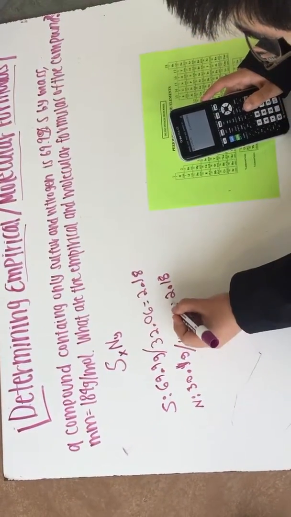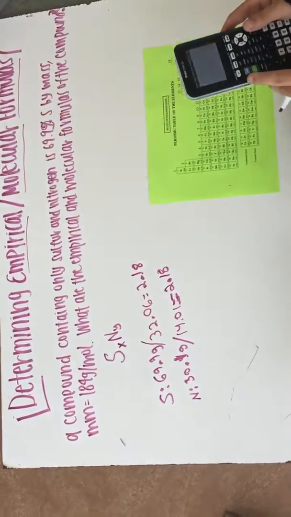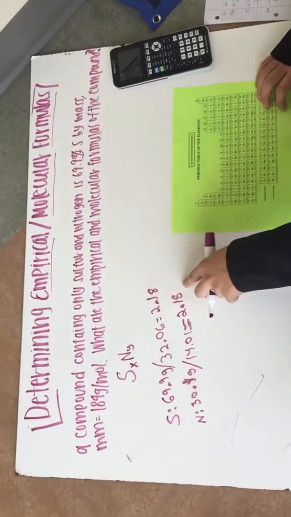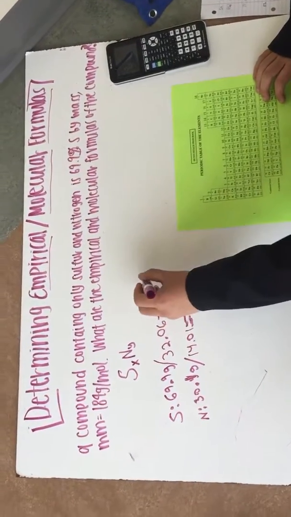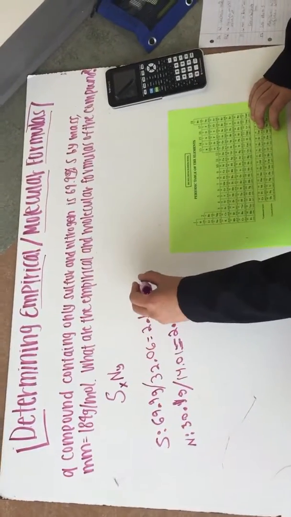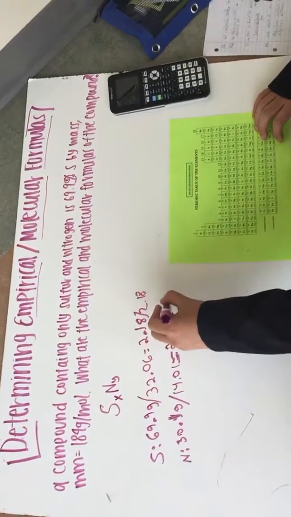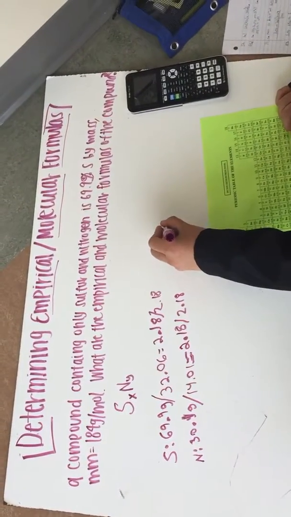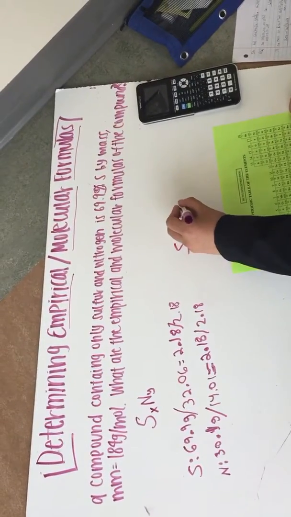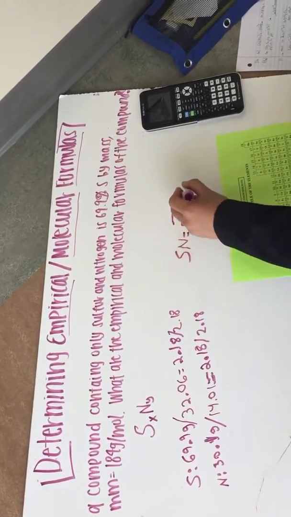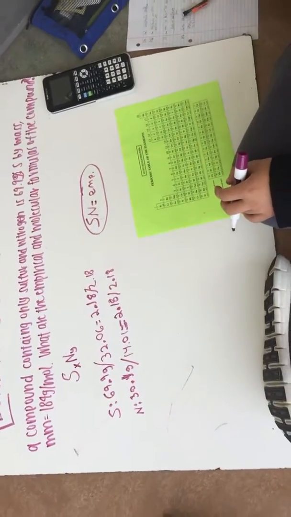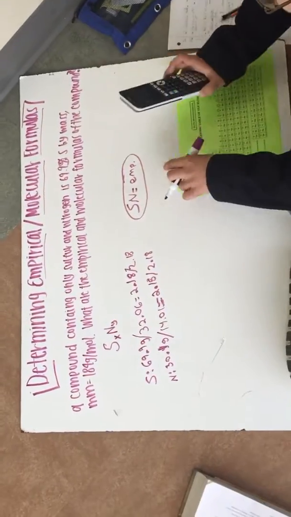Then what you do is divide by the lowest number of moles. But since they're all the same, you would just divide each by 2.18, to get the empirical formula as SN. So then you find the molar mass of the empirical formula.